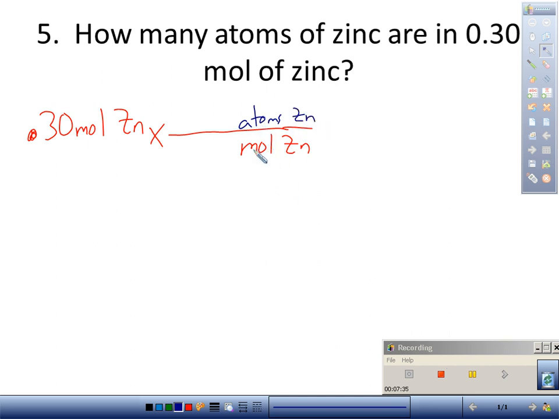Now my ratio of atoms to moles is 1 mole is a lot of atoms. And that's a constant, this ratio. Cross off my like units. I'm left with atoms. Multiply that, and that's my answer.